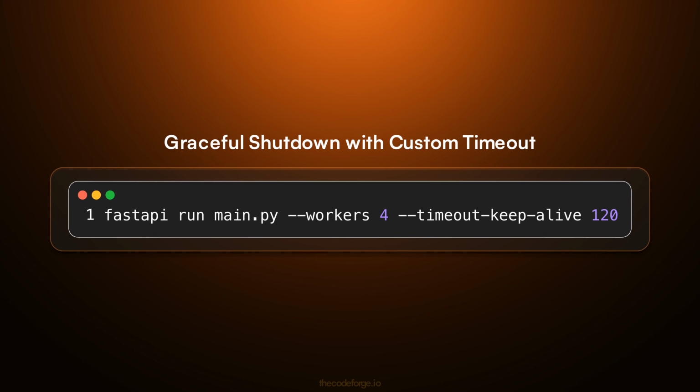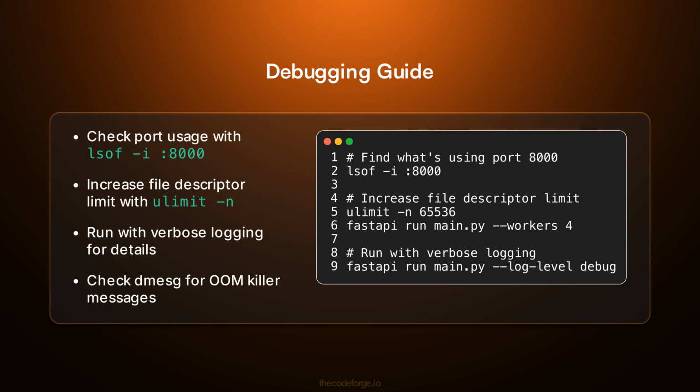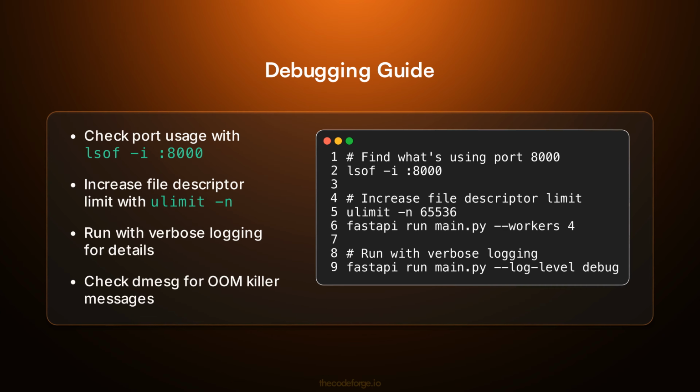The article mentions graceful shutdown, but doesn't show how to customize the timeout for in-flight requests. Use --timeout-keep-alive to control how long workers wait before being killed. This is crucial for long-running requests. Here are common debugging commands. Use lsof -i :8000 to find what's using a port. Increase the file descriptor limit with ulimit -n before starting the CLI. Run with --log-level debug for verbose output.